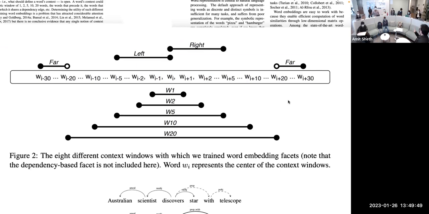So they did 20 different kinds of contexts and created word embeddings. What are the contexts? I can take one word, 2 words, 5 words, 10, 20, left 5, right 5, far distance 5, and so on. I can do it in very different ways to get the context, and then I will compare how these methods differ from each other. Context in which sense?